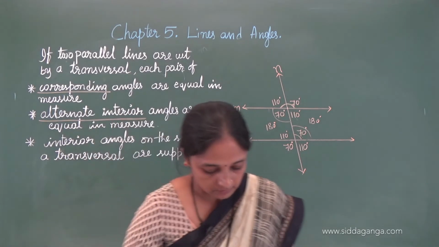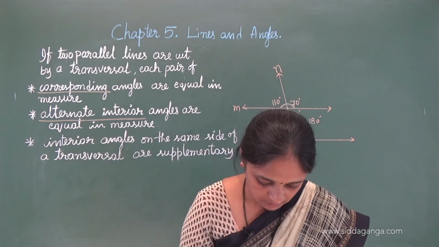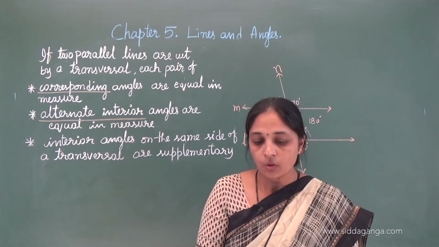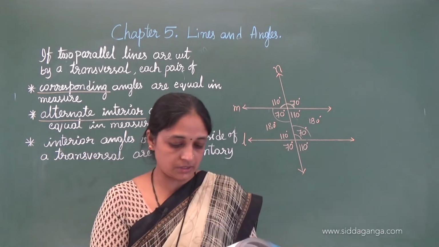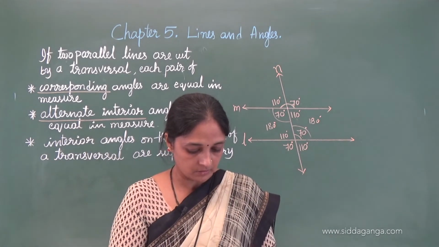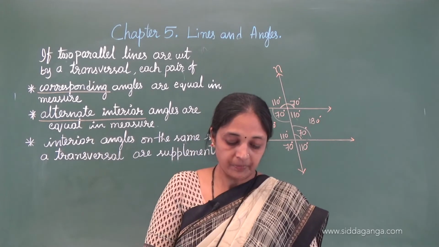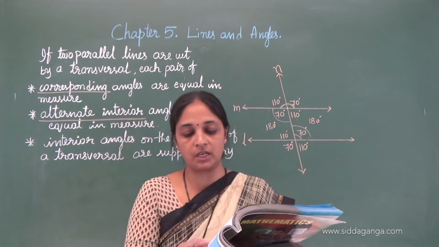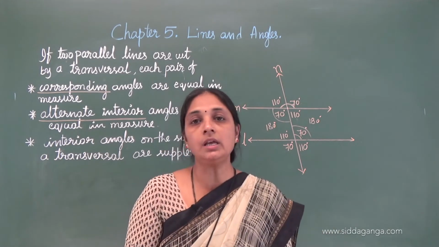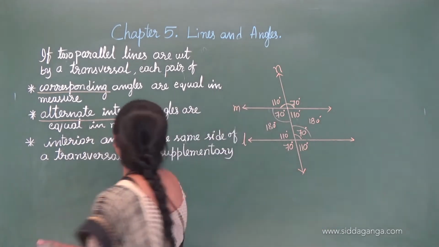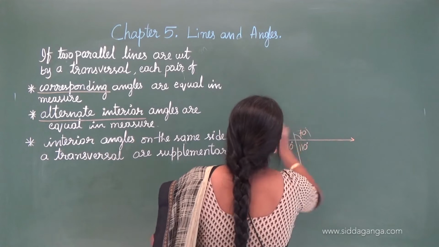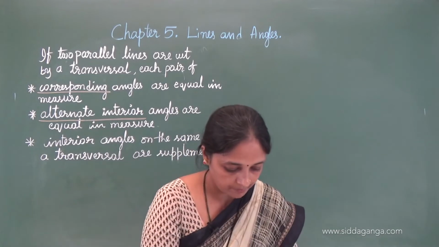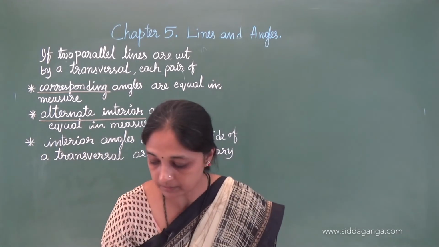Okay. Then so you have, try these. So you have one activity here. Draw a pair of parallel lines and a transversal. Okay, verify the above three statements by actually measuring the angles. I write the statements here.